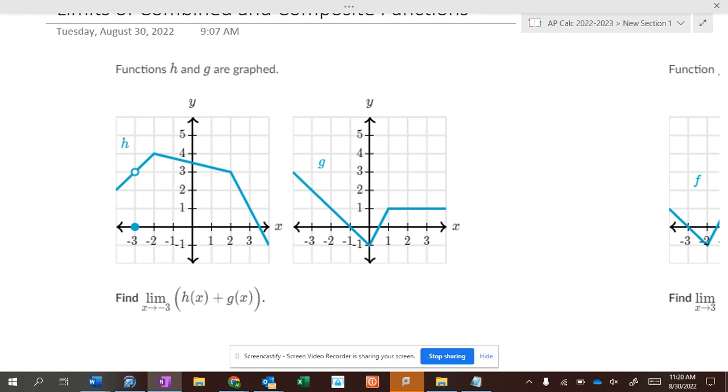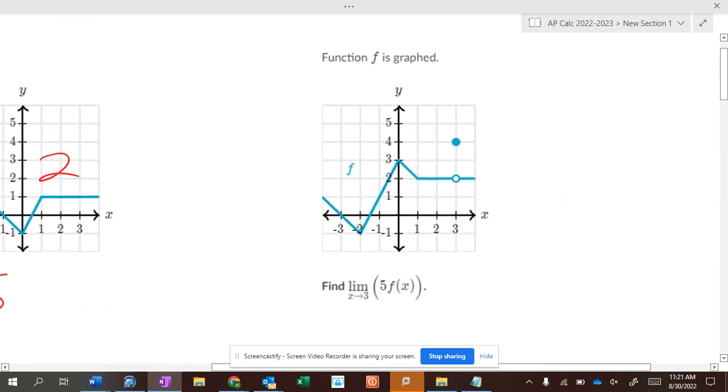So let's find the limit of h of x. What's the limit of h of x at -3? It'd be 3. So what's the limit of g of x at -3? 2. What's 2 plus 3? 5. Easy peasy lemon squeezy, right? So far, this one's easy peasy lemon squeezy.